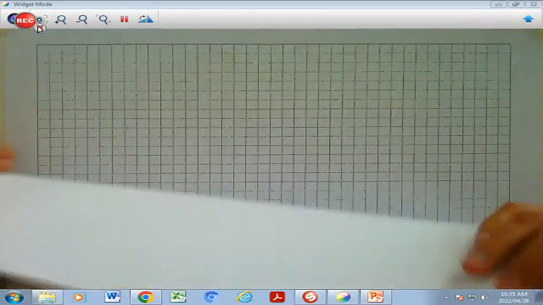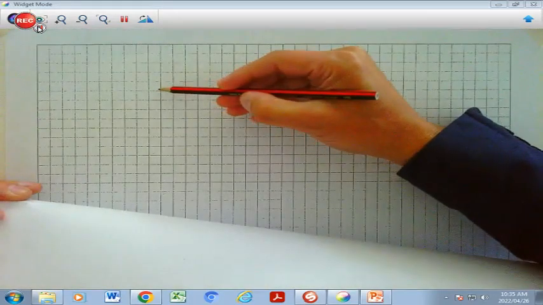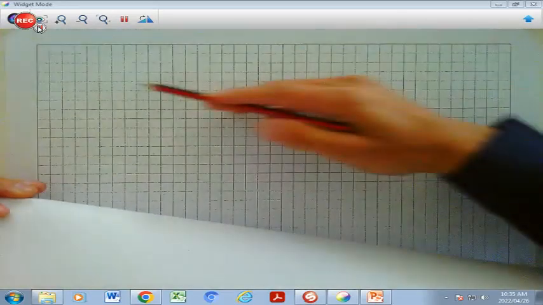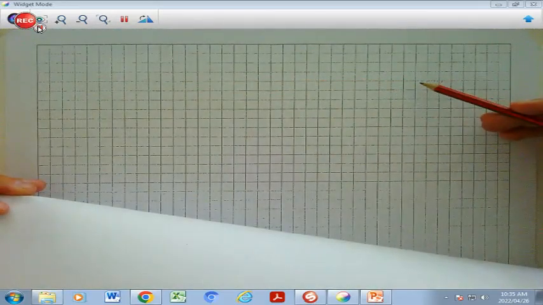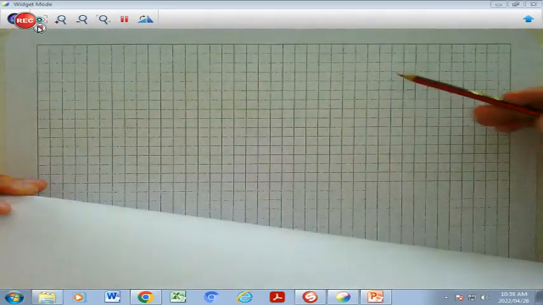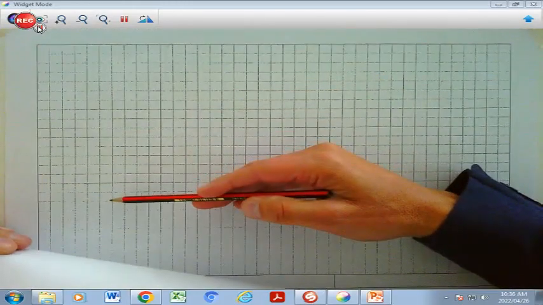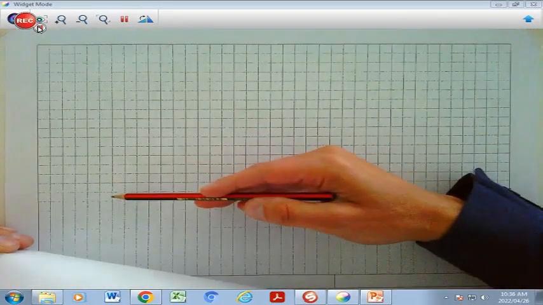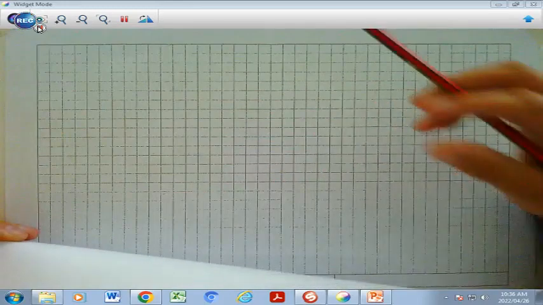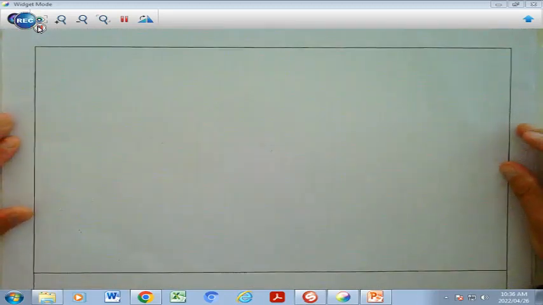Remember, learners, a scale of 1:1 means that every block is 1 meter. So if I have a length of 20 meters, I'm going to count 20 blocks. And if I have a width of 10 meters, I'm going to count down 10 blocks. So every block equals a meter, and that is what the scale of 1:1 represents. So this is what I'm going to do.